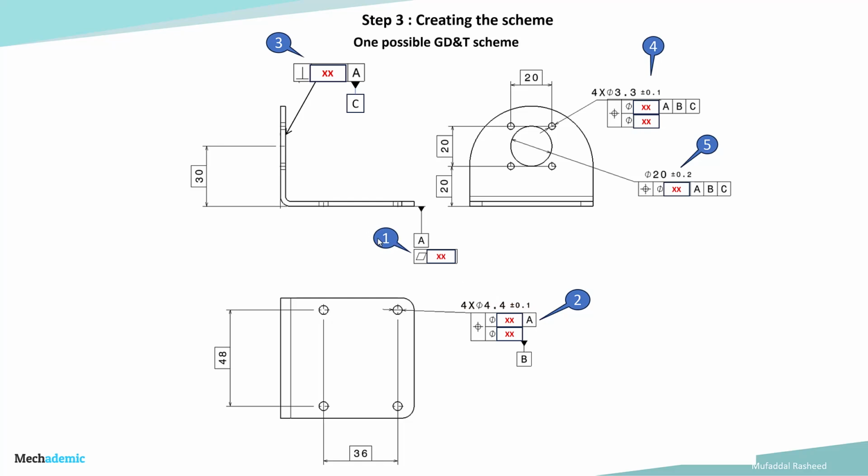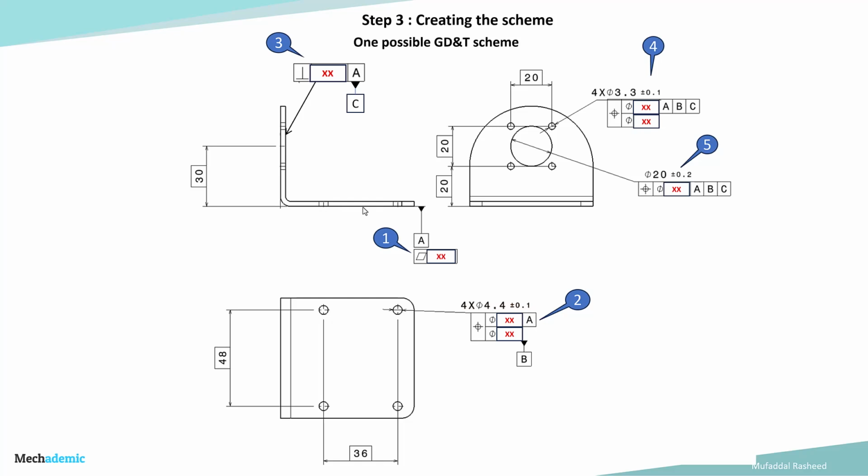The first feature control frame is this one. This is the flatness control. Flatness is a form control which is not with respect to any datum. It is how flat a surface is with respect to itself. Generally for sheet metal parts, the flatness tolerance is on the higher side because sheet metal processing does not have as much precision as machining. Hence, we need to keep that in mind when deciding the flatness for this part.